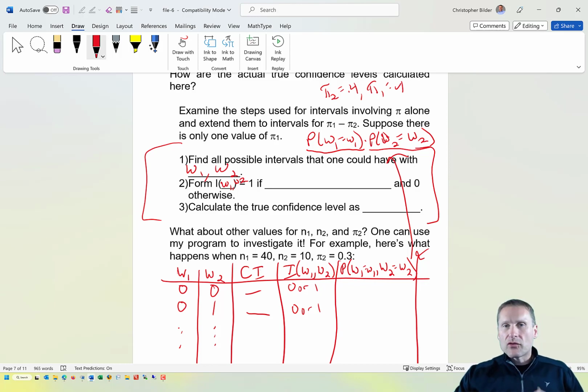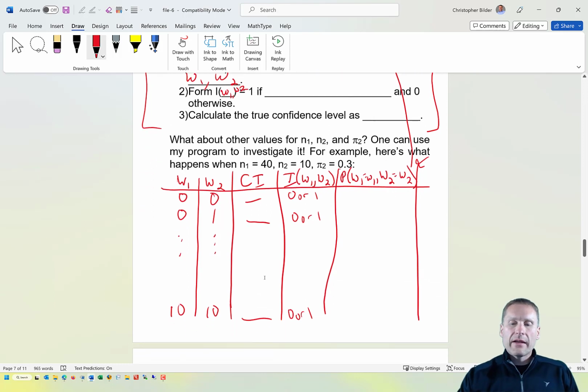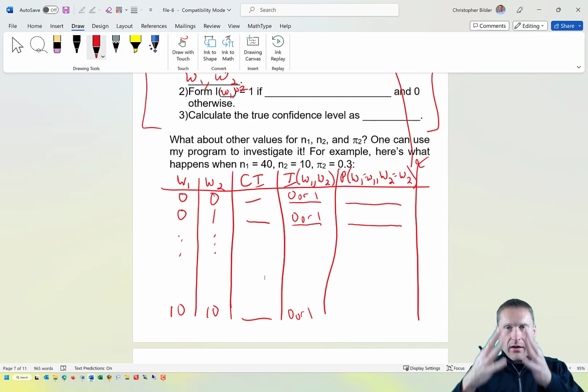So now to find this true confidence level, all I need to do is take what's in my indicator column, it's going to be a 0 or 1, and multiply it by the corresponding probability. Do the same thing here, take what's in the indicator function column, multiply it by the corresponding probability. I do that throughout, and then I add up all of those probabilities that are essentially all the results that are non-zero in the end. That's how I find my corresponding true confidence level.